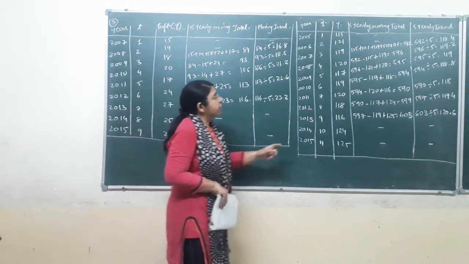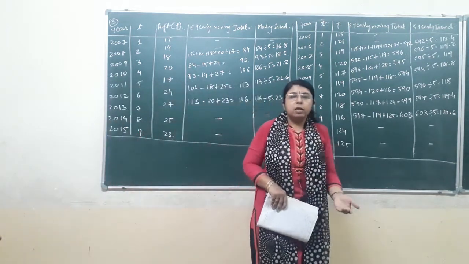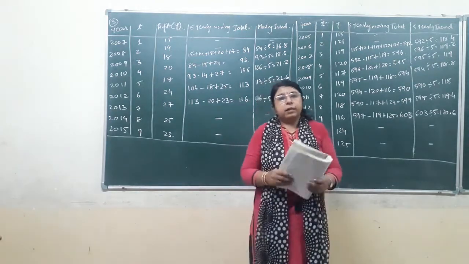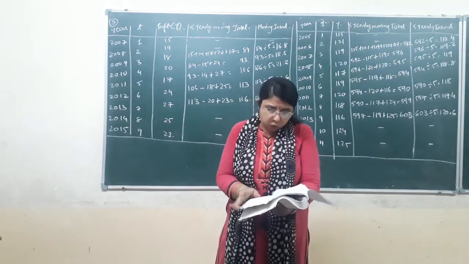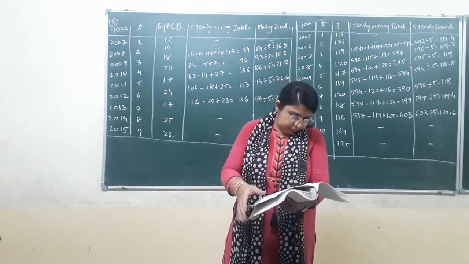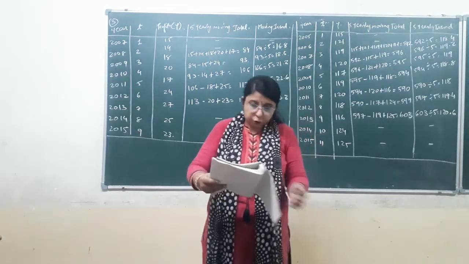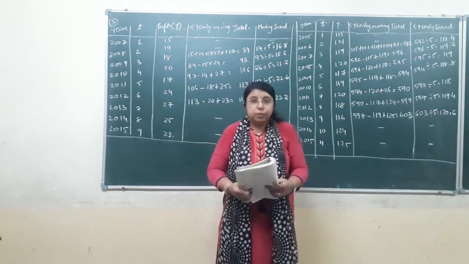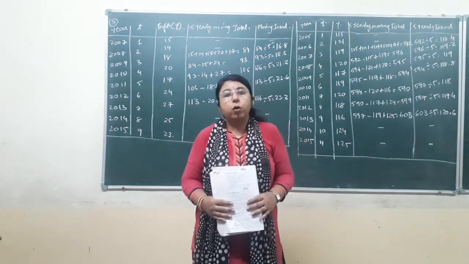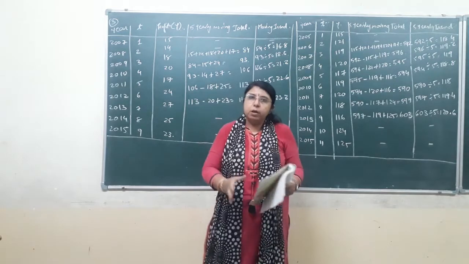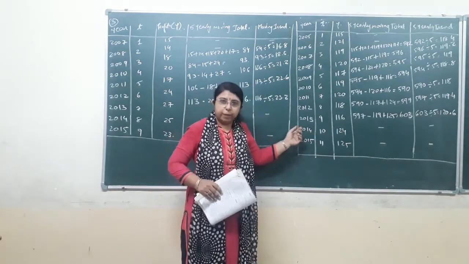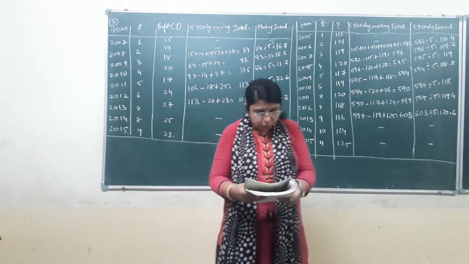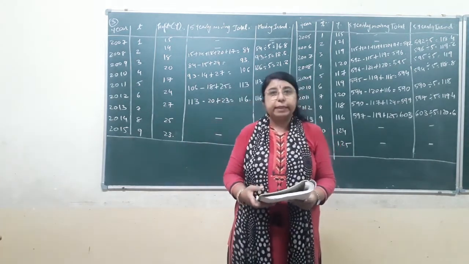Now, one more sum of the same type I have taken for your extra practice, that is in exercise number 4, section E. Okay, exercise 4, section E, and question number 5, that is on page number 181 of your textbook. That is similar to the 5 yearly moving average. One more sum I have taken for your extra practice. Okay, let us read that question number 5, page number 181.